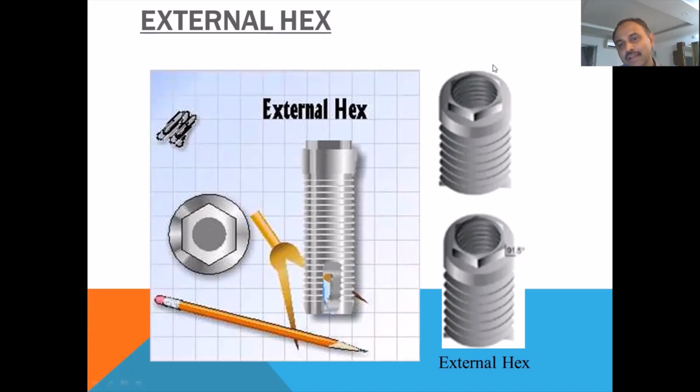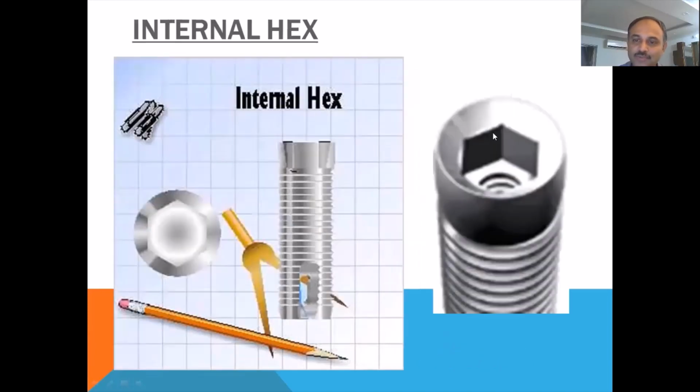So many implant companies will claim to have advantages of these hexes, this type of hex. Hexagonal means six sides are there. That is why it is called hex. Various designs of hex are there. Here, this is external hex, where the hex is outside the implant, and you have internal hex, where the hex is incorporated inside the head of an implant.